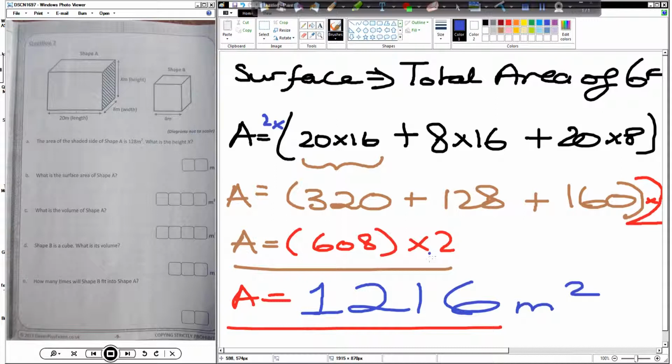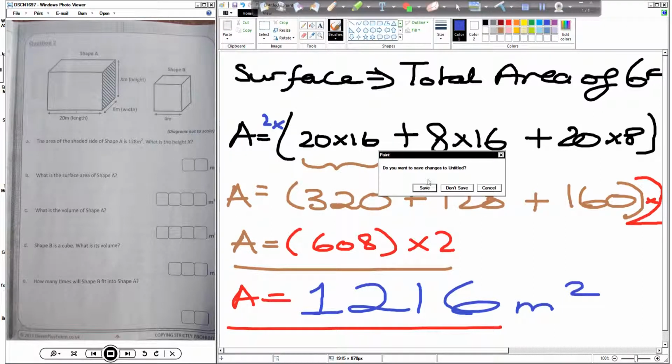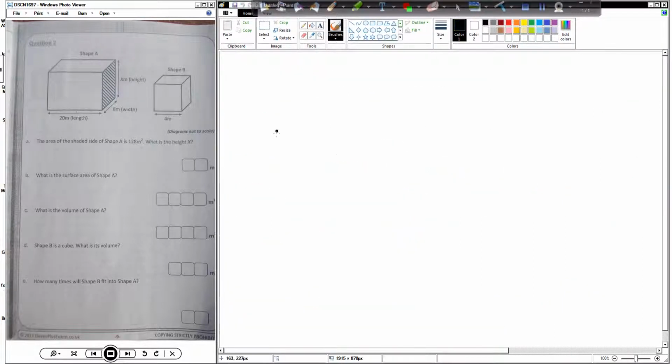Right, done. Are we happy with question 2, part B, what it means by surface area? Yeah. It means the area of every single face in that shape. Okay, let's have a look at part C now. What is the volume of shape A? Who worked that out correctly? Put your hand up.